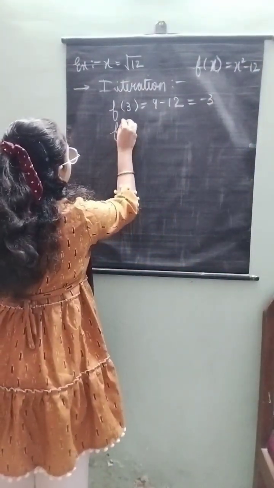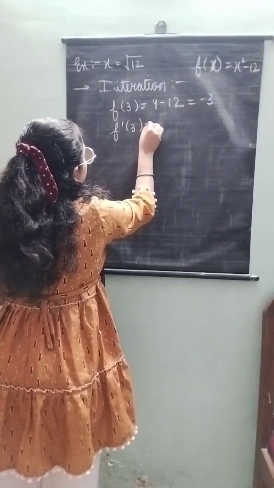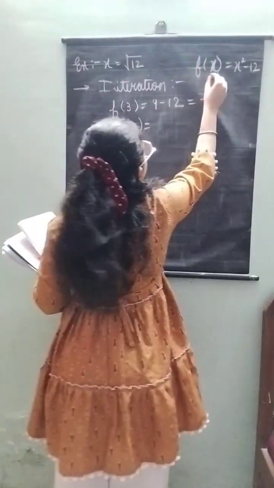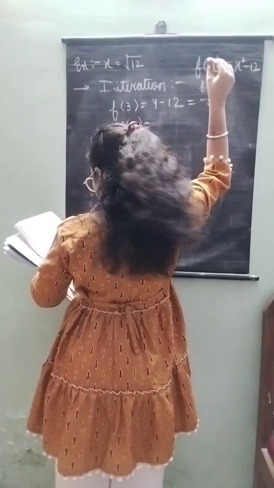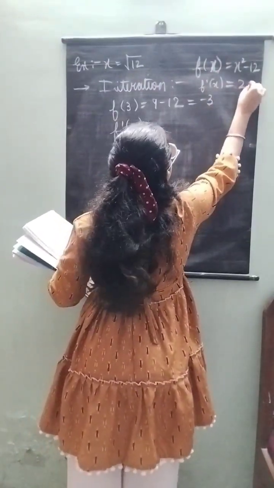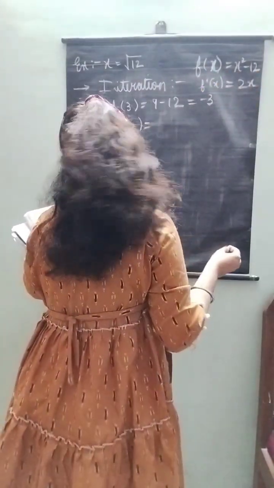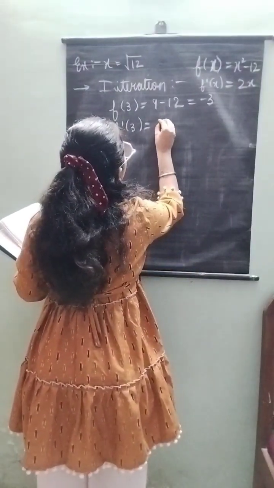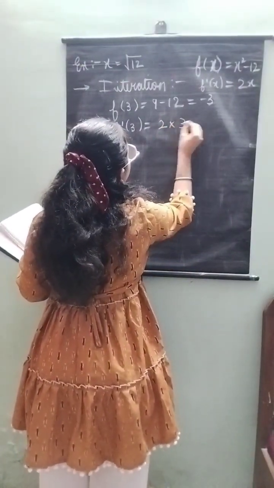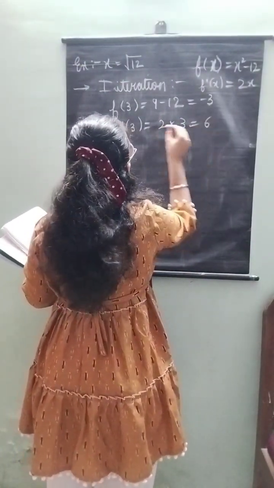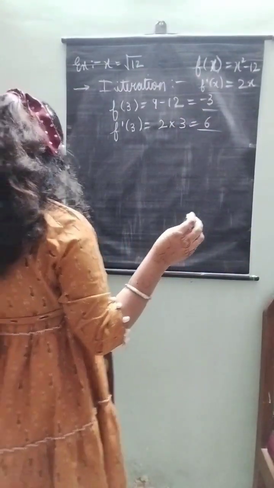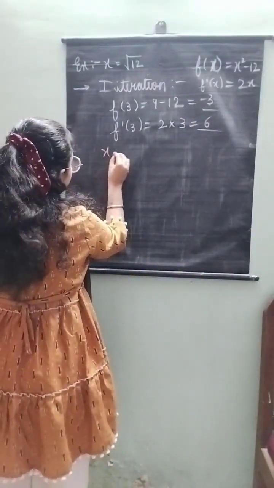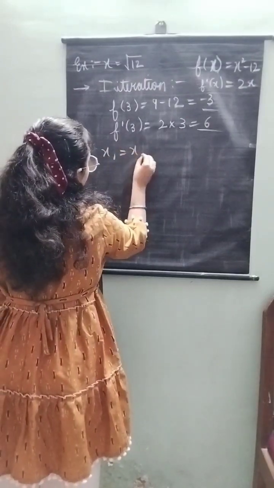Now for f dash of 3. So f dash of x is equal to twice x. So here it will be 2 into 3, which will give us 6. So these both are the values for f of 3 and f dash of 3. Next, we will compute it in the formula.